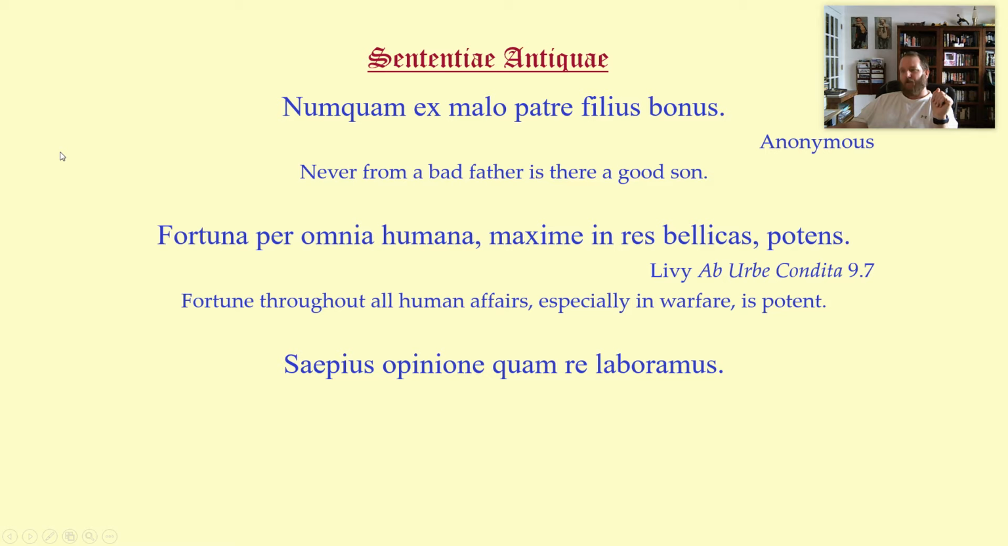And one last one here. What's the word from this chapter? Saepius opinione quam re laboramus. Saepius, of course, is one of our words from this chapter. It's a comparative form of saepe. So it doesn't just mean often, but it means more often or rather often.